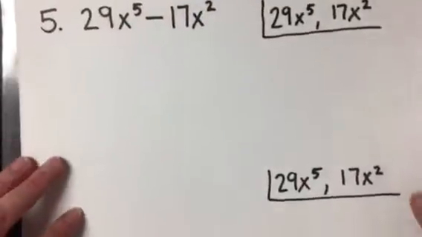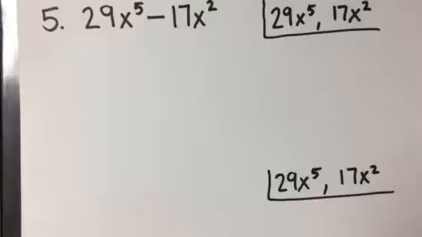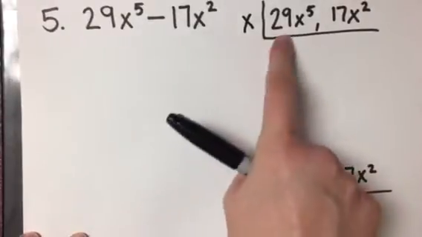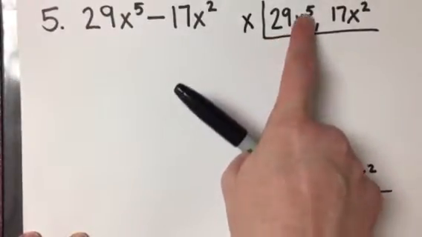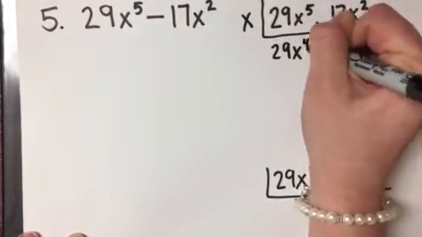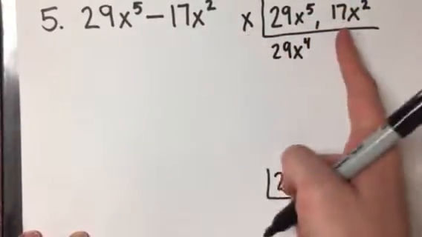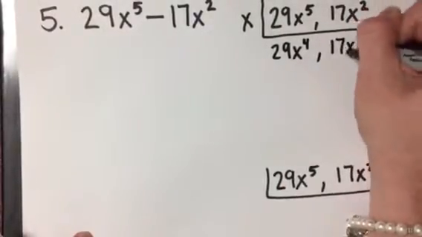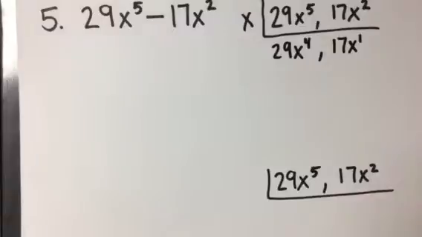Let's look at another one with factoring variables. Example 5. Let's start with just dividing by x. X into 29x to the 5th, subtract the exponent just by 1. So we get 29x to the 4th, and x divided into 17x squared. Again, just subtract that by 1. So we get 17x to the 1st, which is just 17x.